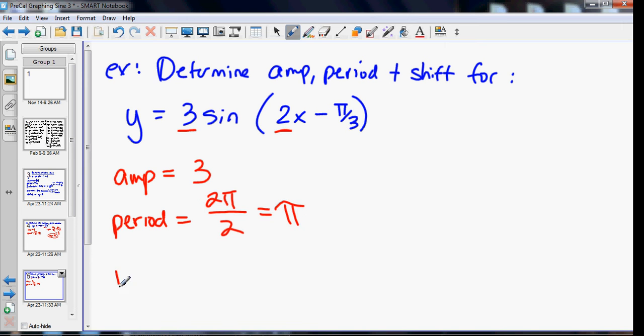So we've identified the amplitude, we've identified the period, and we've identified that it shifts to the right pi over 6. And there is no vertical shift on this one either because there's nothing being added or subtracted outside of the parentheses.